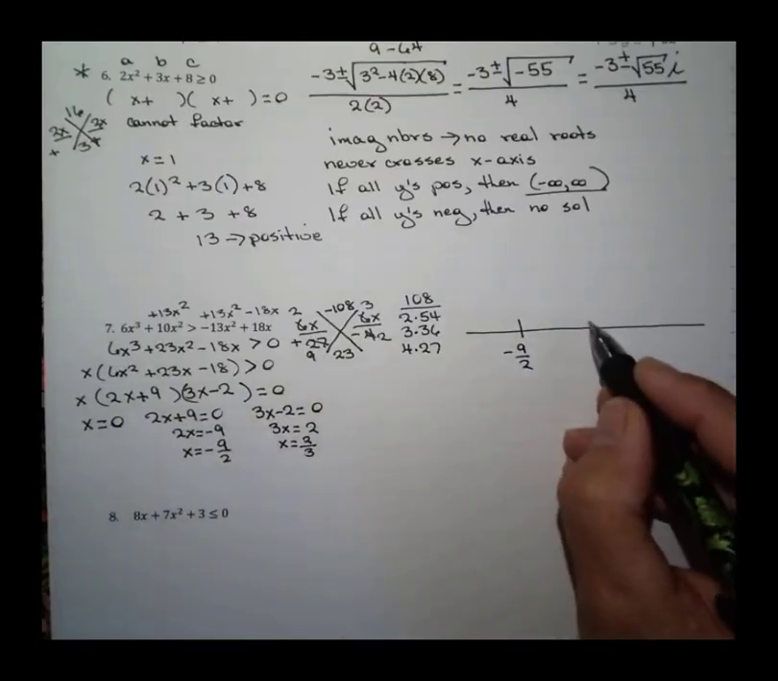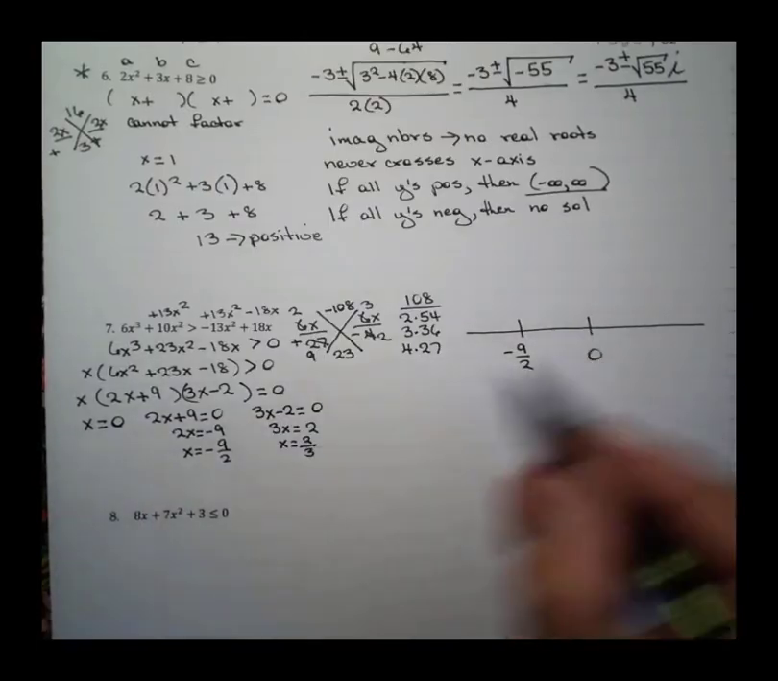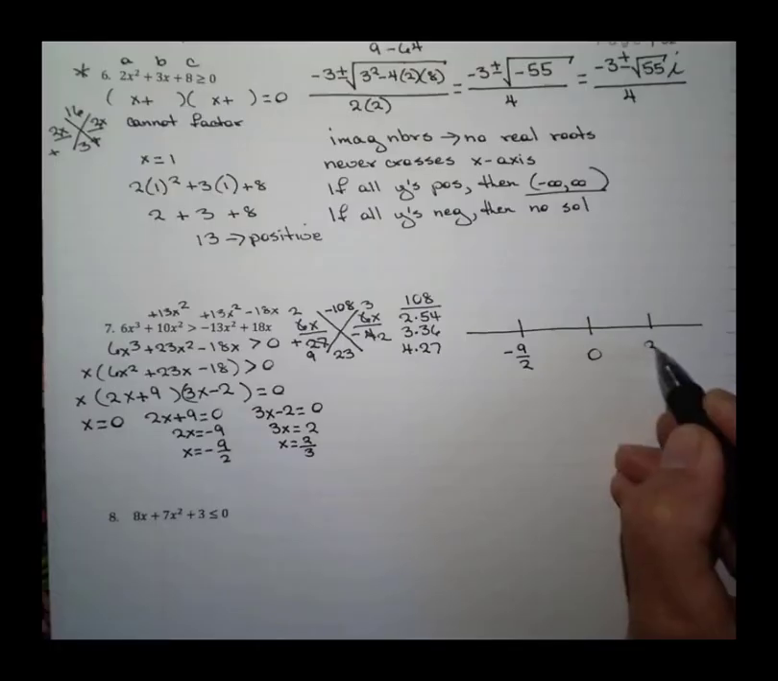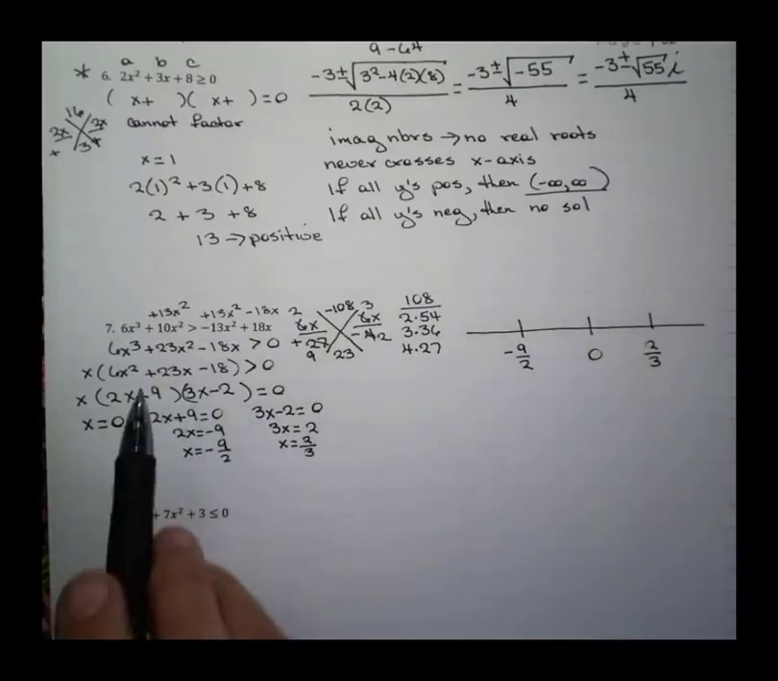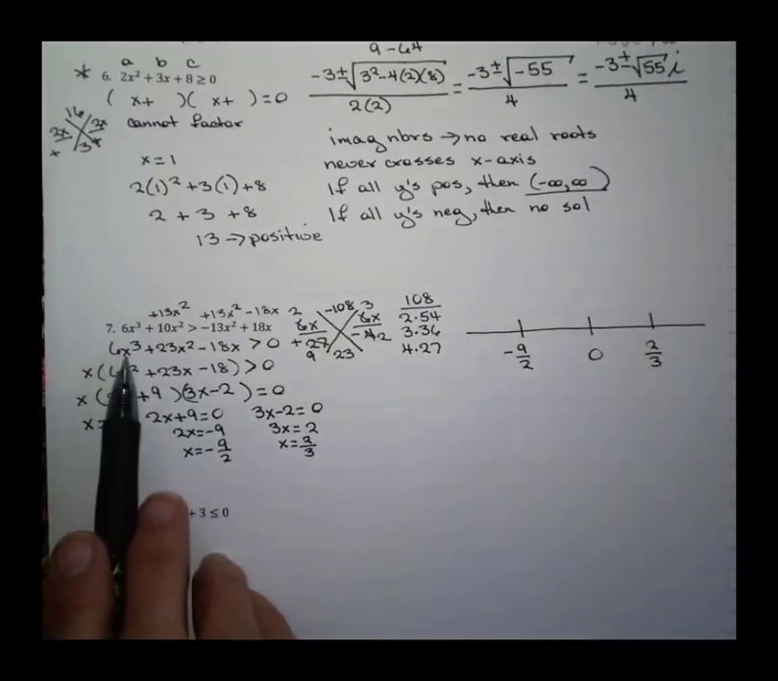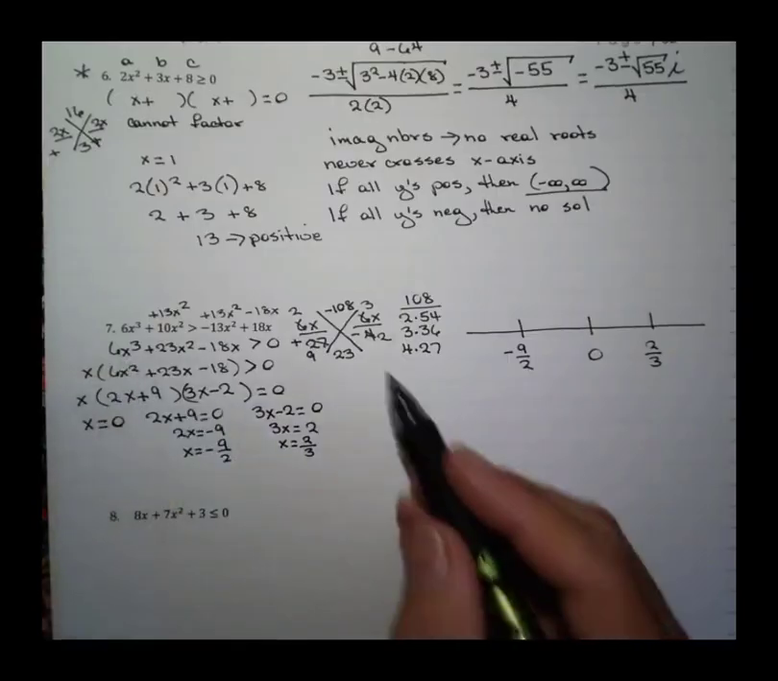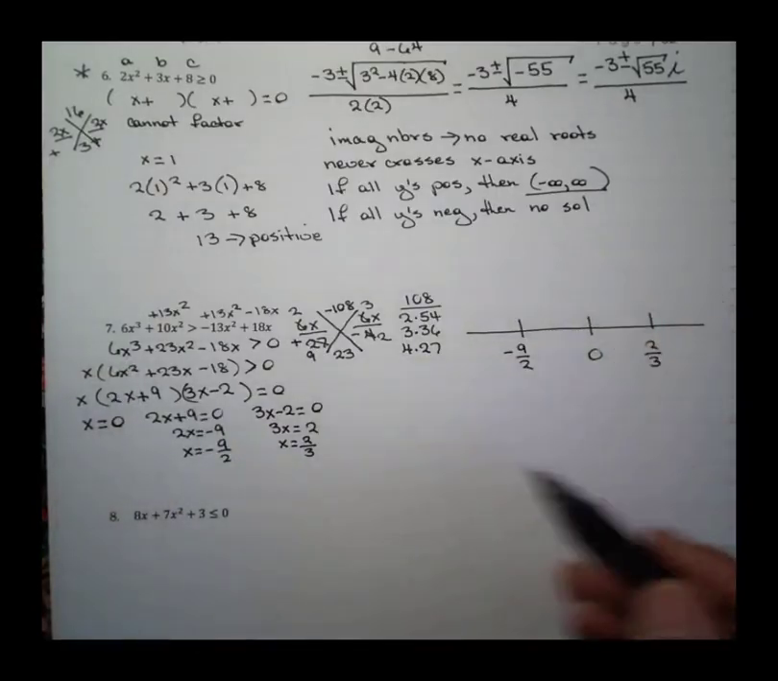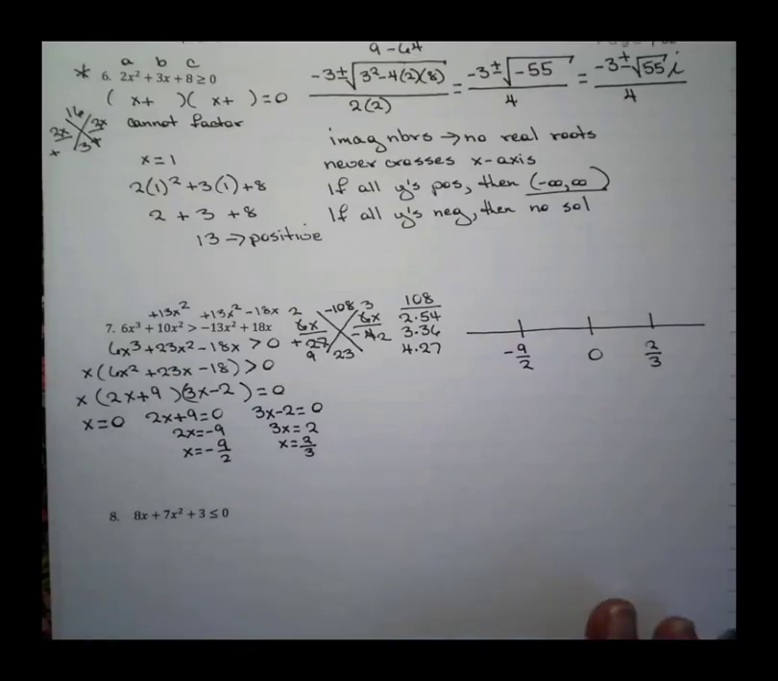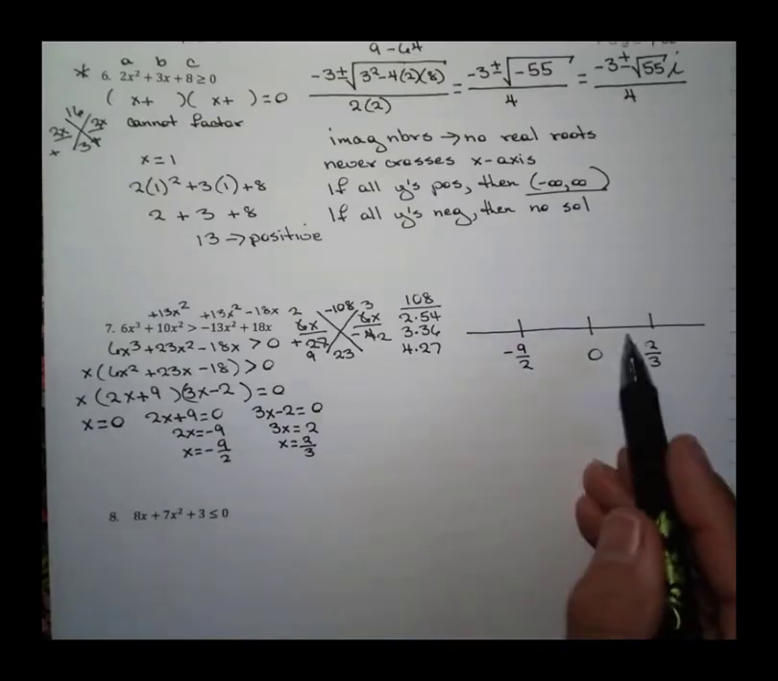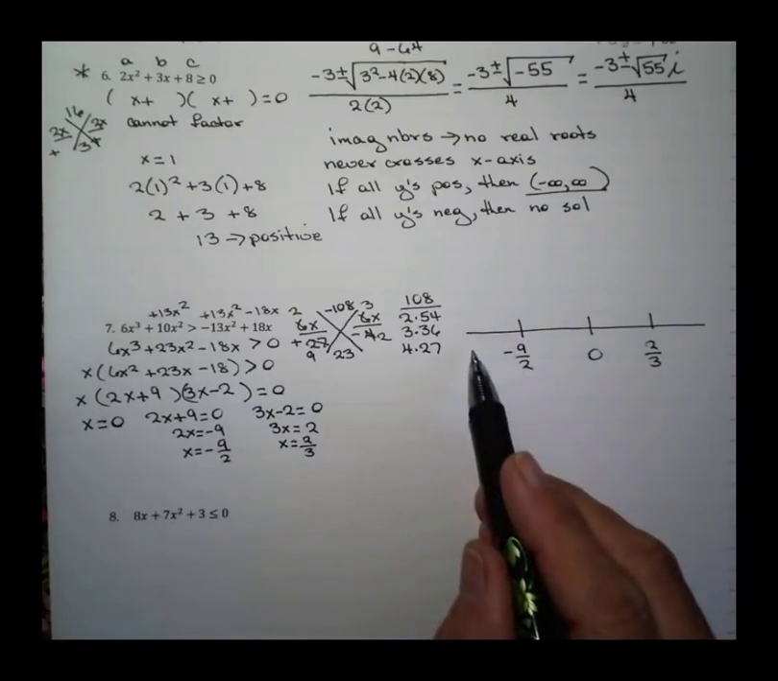And then in between them, there's the 0. And then over here somewhere is 2/3. So I know that this is a degree 3 function, isn't it? So it's going to go down and up and down, or up and down and up. I don't know which one it's going to do. I have to check some points in between them to find out.